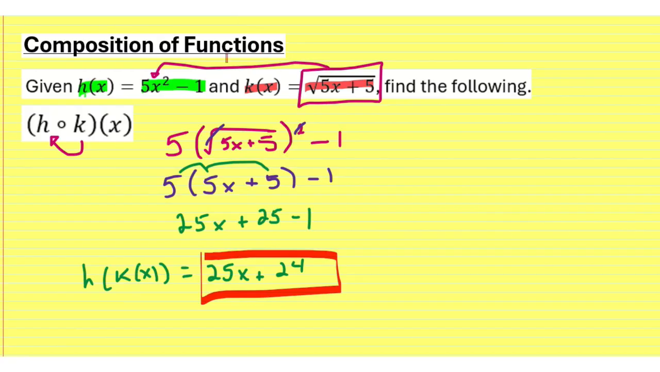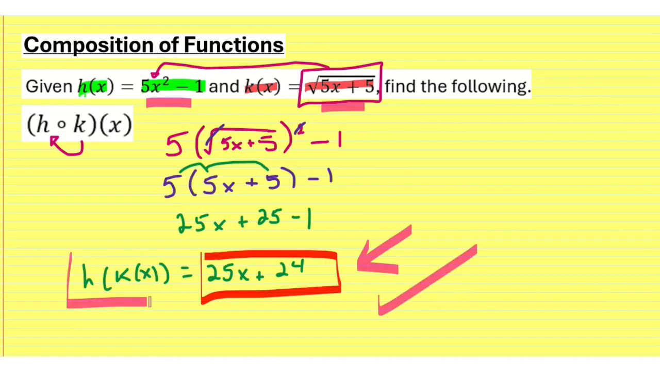So that was interesting because I started out with a quadratic, and this is a square root function, and I ended up with a linear function. That is the correct answer. The composition of h of k of x is 25x plus 24.